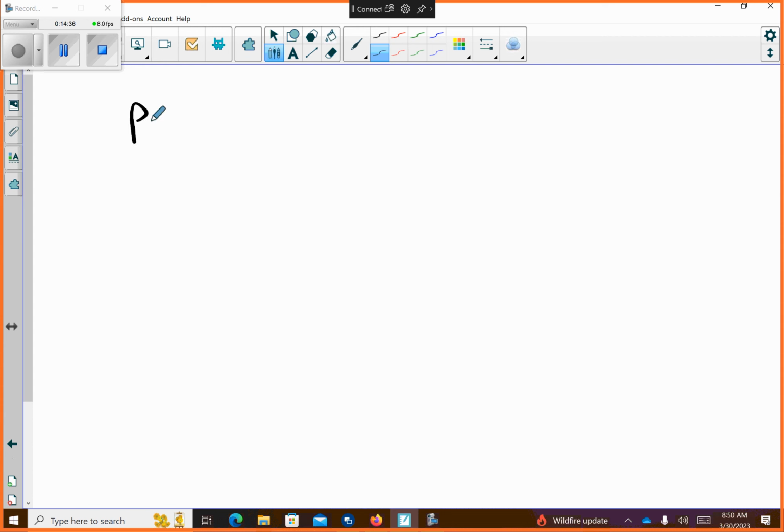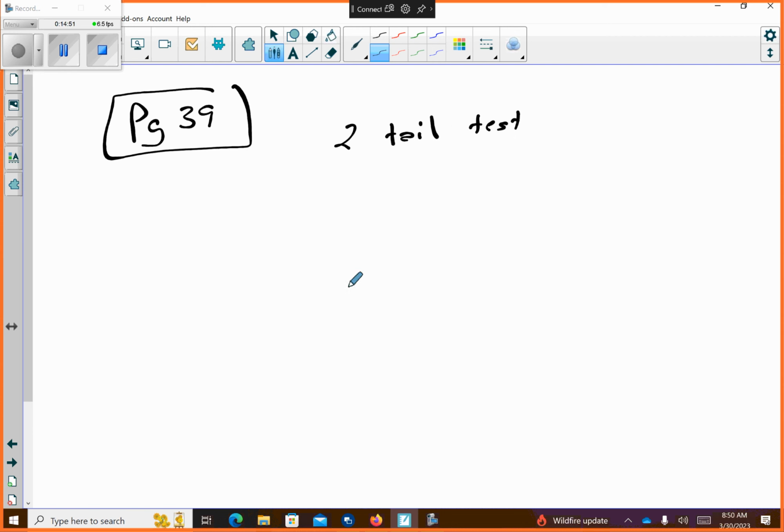Okay. Hey, I wanted to teach page 39. It's on the two-tail. And don't worry, this is not going to take away from the knowledge you have on one-tail. So, a two-tail test.